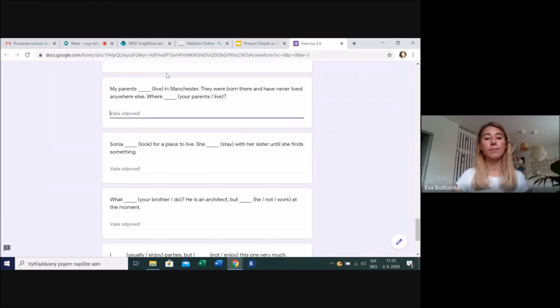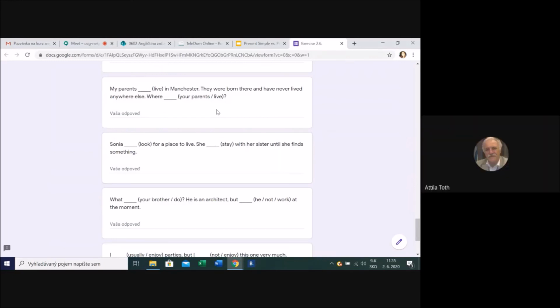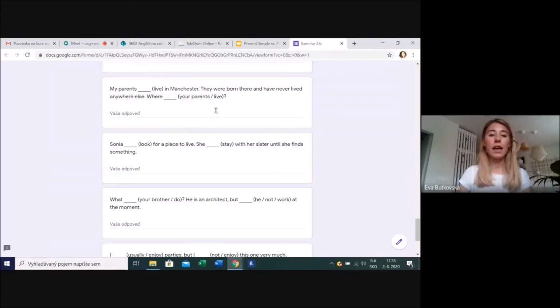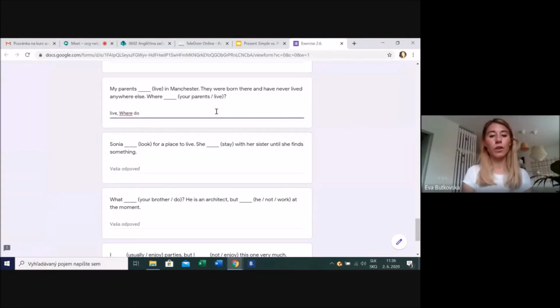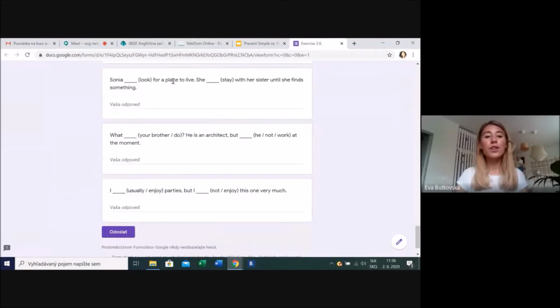My parents live in Manchester. They were born there and have never lived anywhere else. And that's a question: where? So how is it? My parents live in Manchester. Very good. And how does the question look like? Where do your parents live? Do. Very good. Live. Very good. So we have 3 more left.